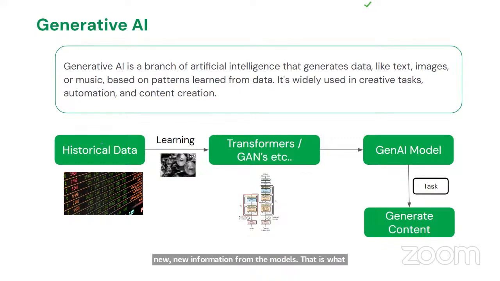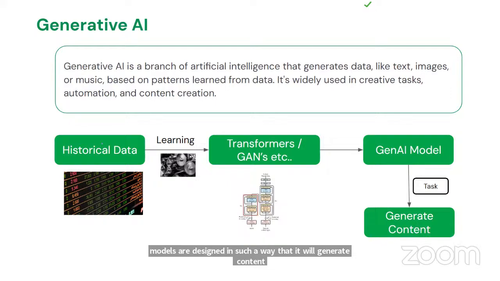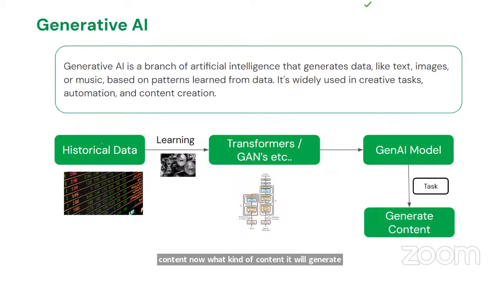Generative AI is designed in such a way that the models will generate content. Now, what kind of content will it generate? It can be any content. First we talked about data, and data can be anything, right? Data can be text. Data can be an image. Data can be audio. Data can also be a video.